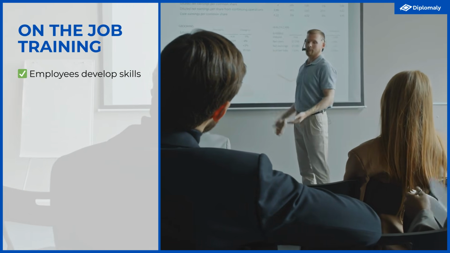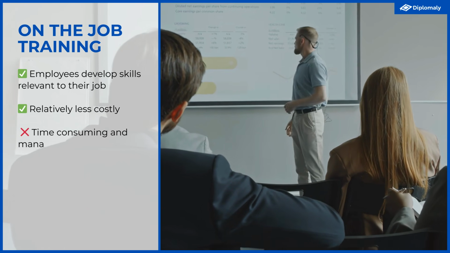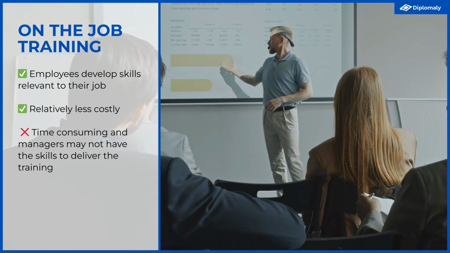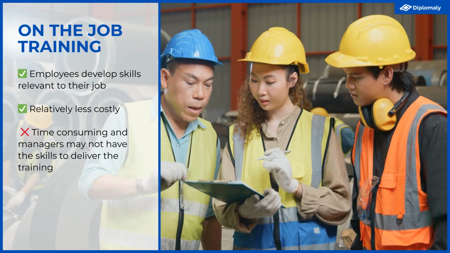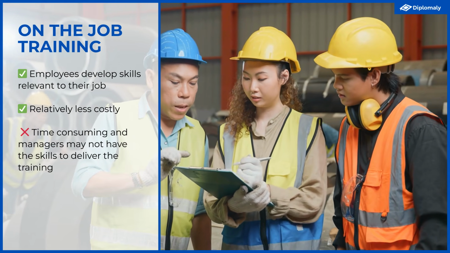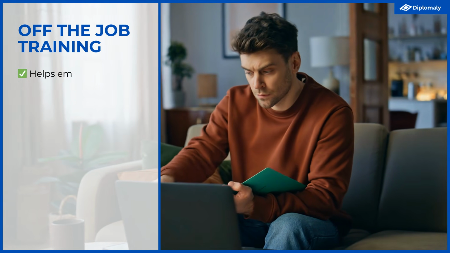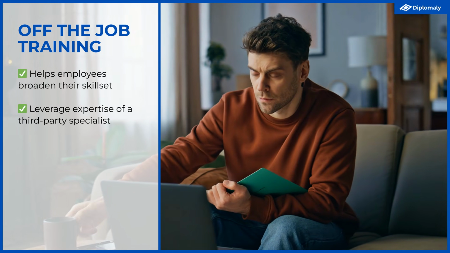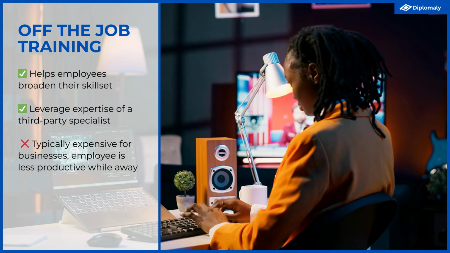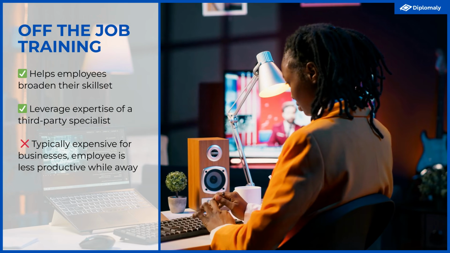Another thing that can help with employee motivation is training, which provides employees with a chance to learn skills relevant to their job. On-the-job training is done within the workplace. This is relatively cheap and relevant to the specific day-to-day needs of the employee. Off-the-job training happens outside the workplace and is conducted by third-party specialists. This allows employees to develop a wide range of skills.